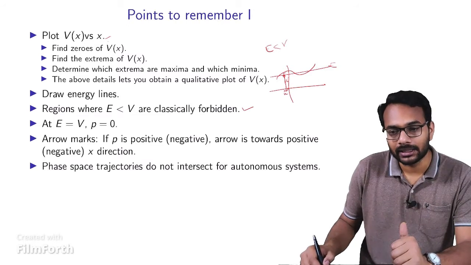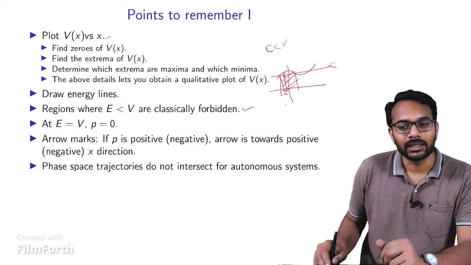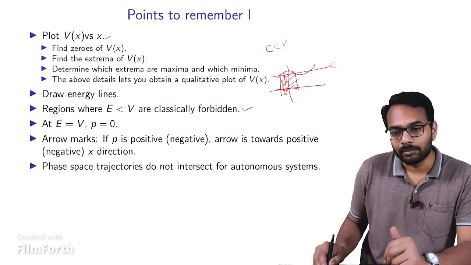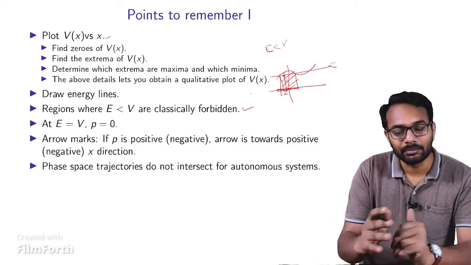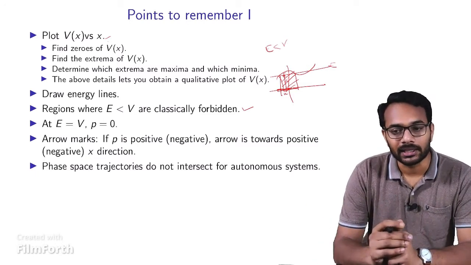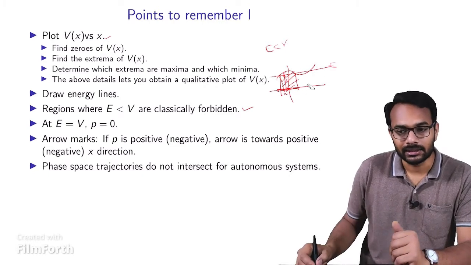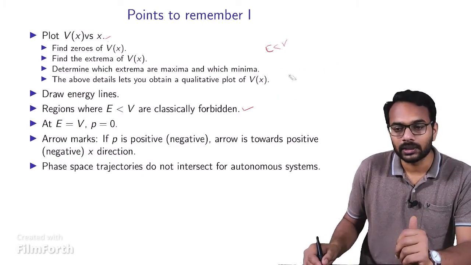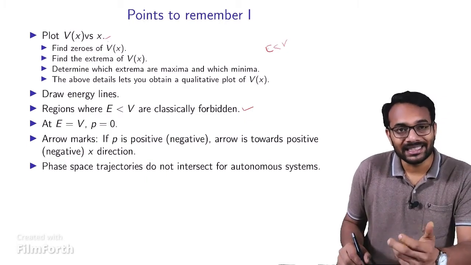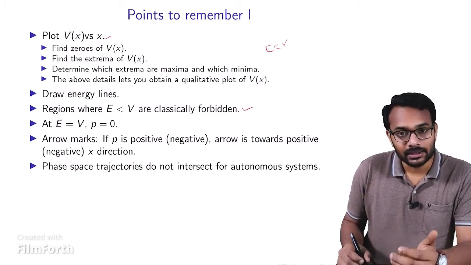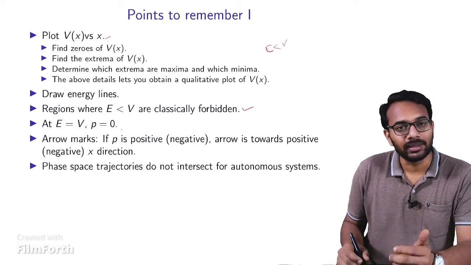Within this region, which is actually a segment along the x-axis, the segment is completely forbidden for that particular particle of energy E. So these regions, where E is less than V, are classically forbidden. And we have to remember that when E is equal to V, then p is equal to 0, the momentum is equal to 0.